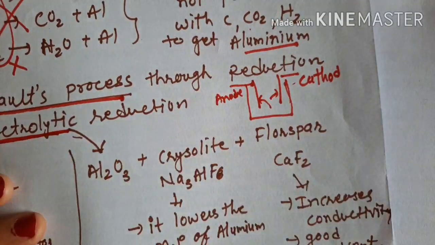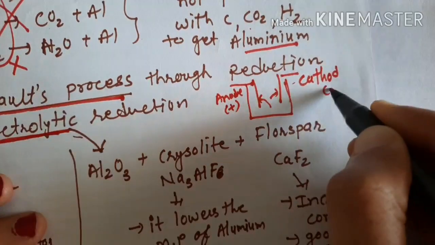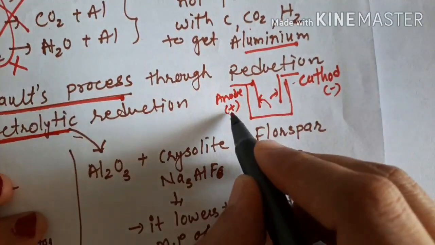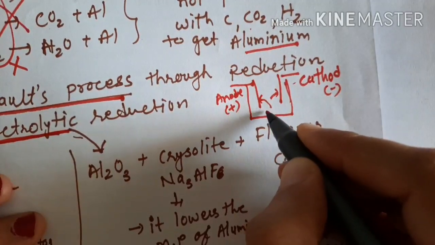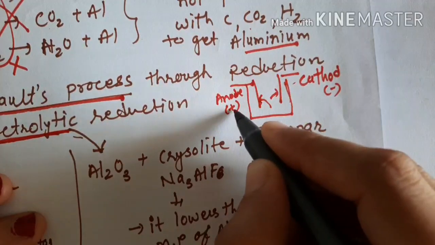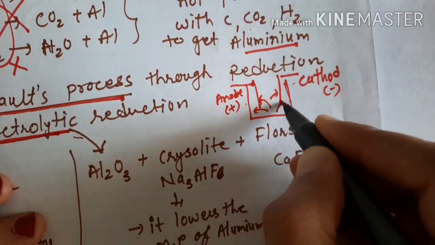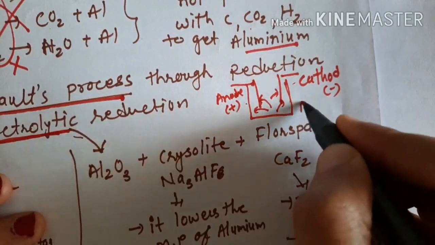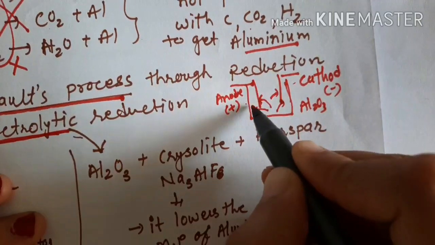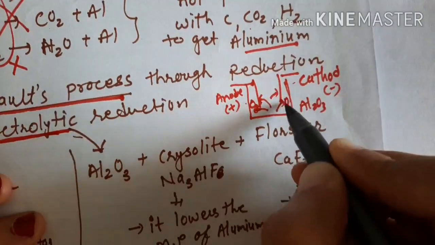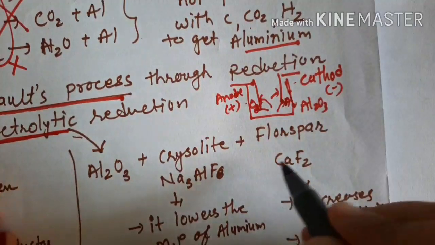The anode always has a positive charge and the cathode has a negative charge. So whenever ions come, the negative ions move to the anode and positive ions move to the cathode. Which means that in Al2O3, oxygen is liberated at the anode and Al is liberated at the cathode. This process is an electrolysis process, right?